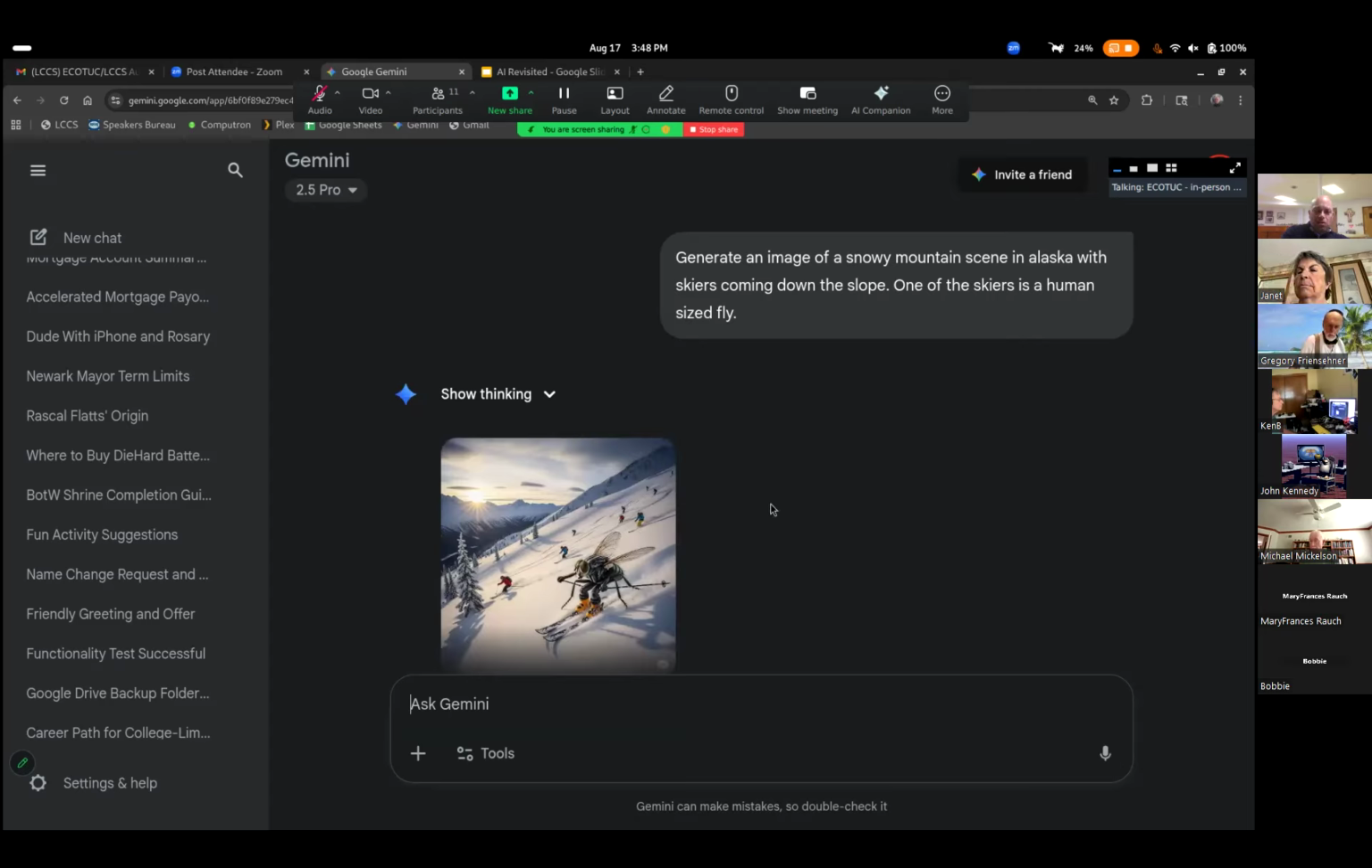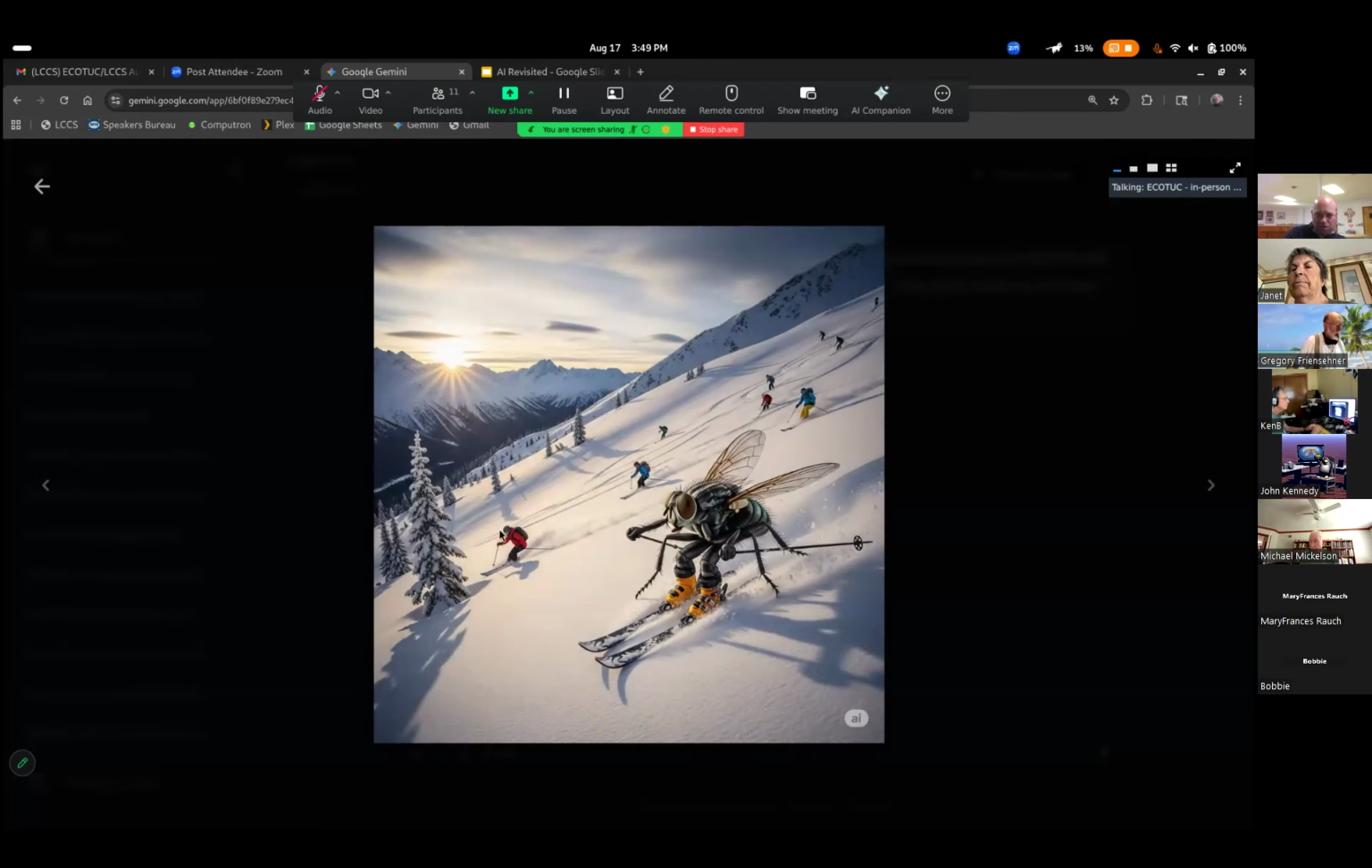This is called the Pro version, but I had signed up for Pro for half price through Verizon, and then I decided I didn't want it, so I canceled it. But I'm not paying for it anymore, so I don't know if I'm really having the Pro version or not, but it tells me I have access to Flash and Pro. But we can click on this picture now and see the skiers coming down the mountain, and one of them is a human-sized fly. And it's even skiing, so that's pretty cool.